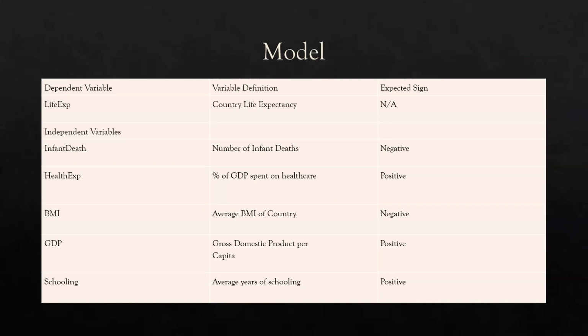The next variable is GDP. This is the gross domestic product per capita. Obviously, if a country has more money, we expect their healthcare coverage to rise. And then finally, schooling. This is just the average number of years a person in their country goes to school. We expect this sign to be positive, as more people go to school and get more schooling, we expect them to have better health care.